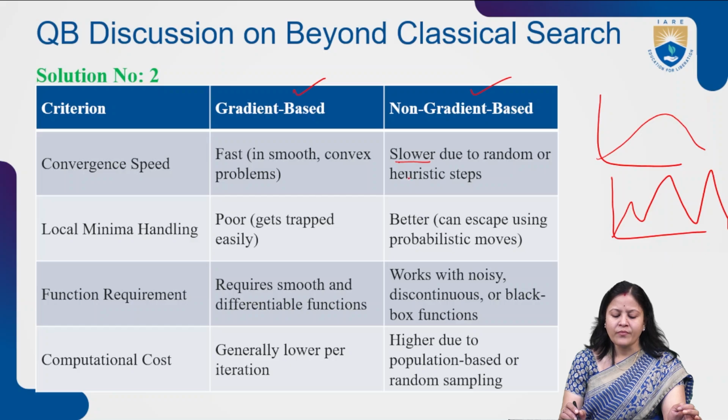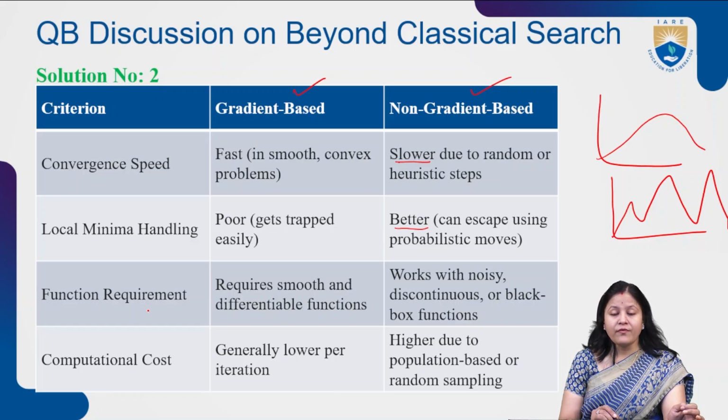That is why, based upon convergence speed, the gradient based method is very fast, whereas the non-gradient method is slow. The next criterion is local minima handling. Local minima means the first minimal optimal point. For finding the local minima location, the gradient based method is very poor; it gets trapped easily. In the non-gradient method it is better, because it can escape using probabilistic moves.